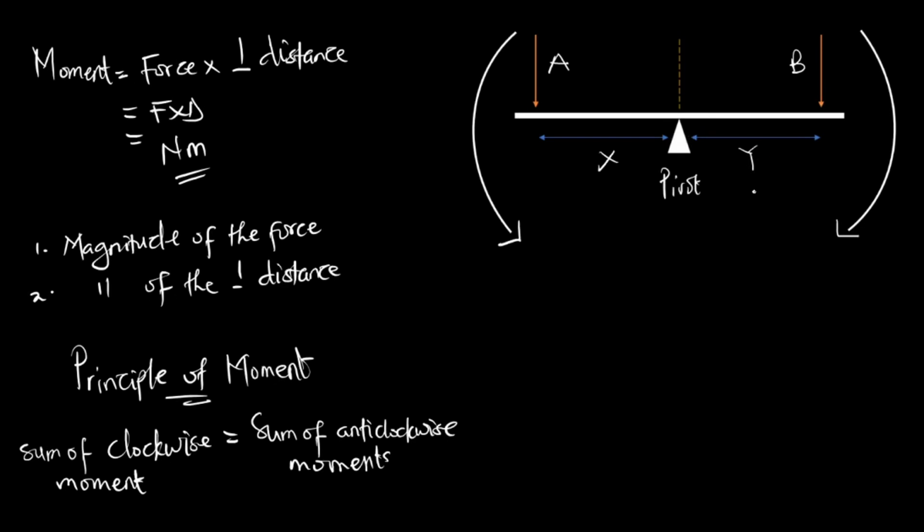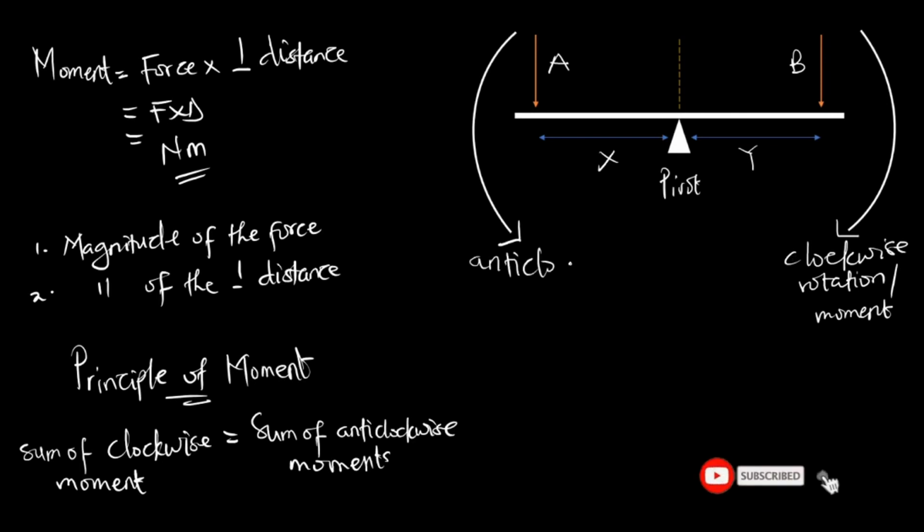Now if we look at how a clock rotates, moving in this direction is what we call the clockwise rotation, or simply put, the clockwise moment. Any force that multiplies the distance in this direction, we call it the clockwise moment. And then the other way around is what we call the anti-clockwise moment.